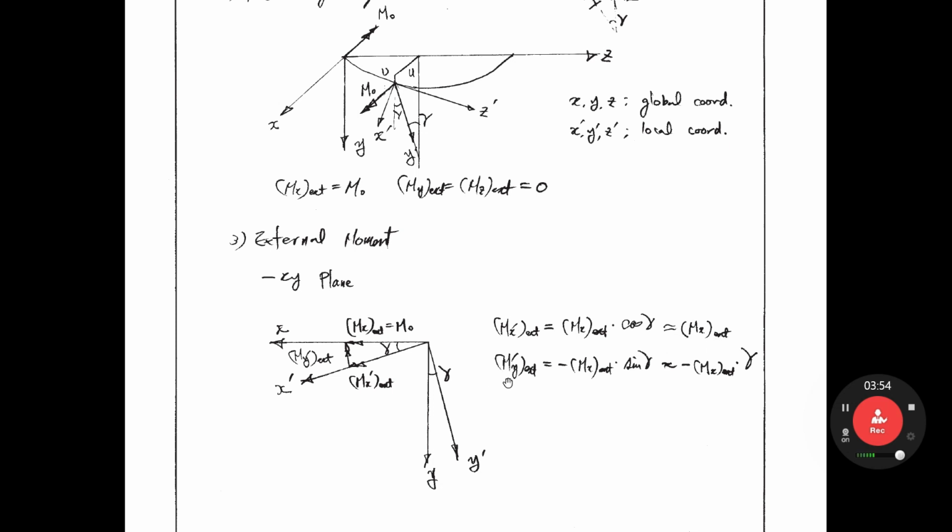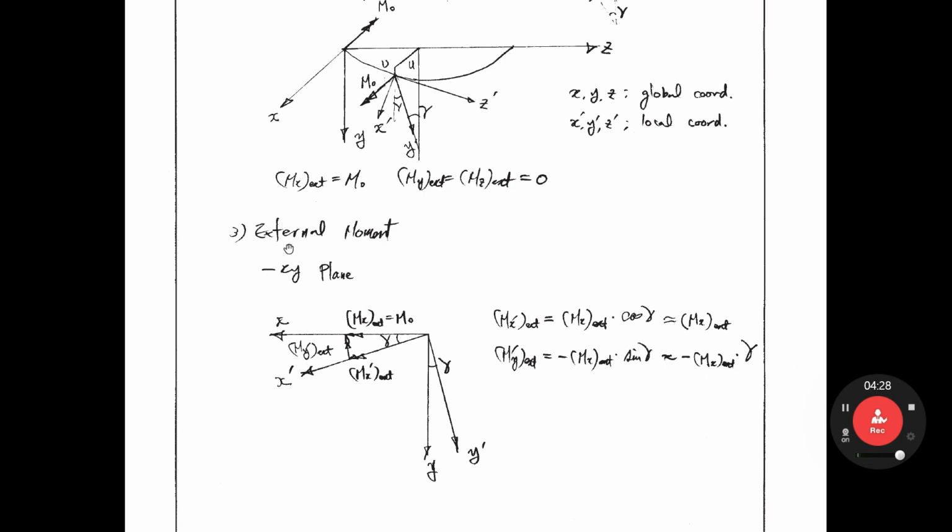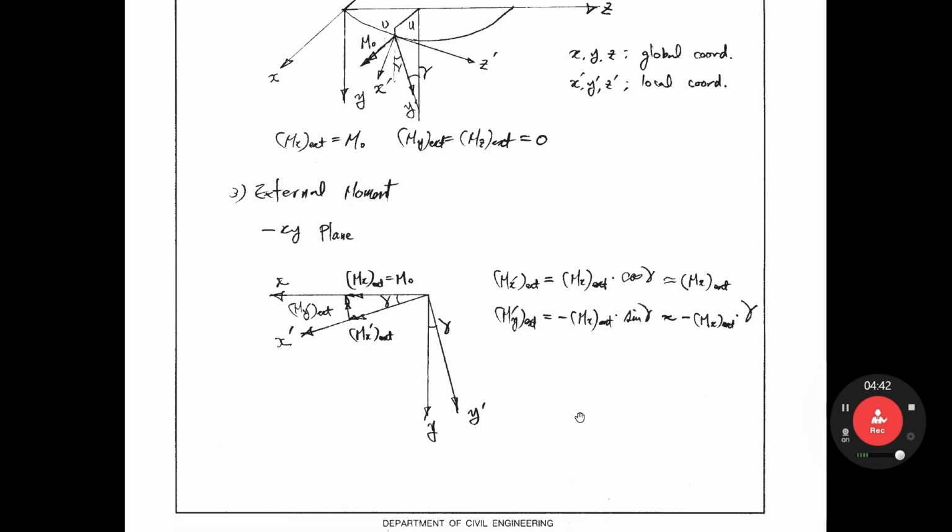Okay, let's look at y prime external in this direction. You have this one, right? So that is opposite direction. So you have a minus here. So mx external times sine relationship, right? Sine gamma equal minus mx external. So by small deflection theory, sine gamma equals gamma. That is the XY plane. We calculate the local coordinate moment through this plane analysis. Let's look at the other plane.